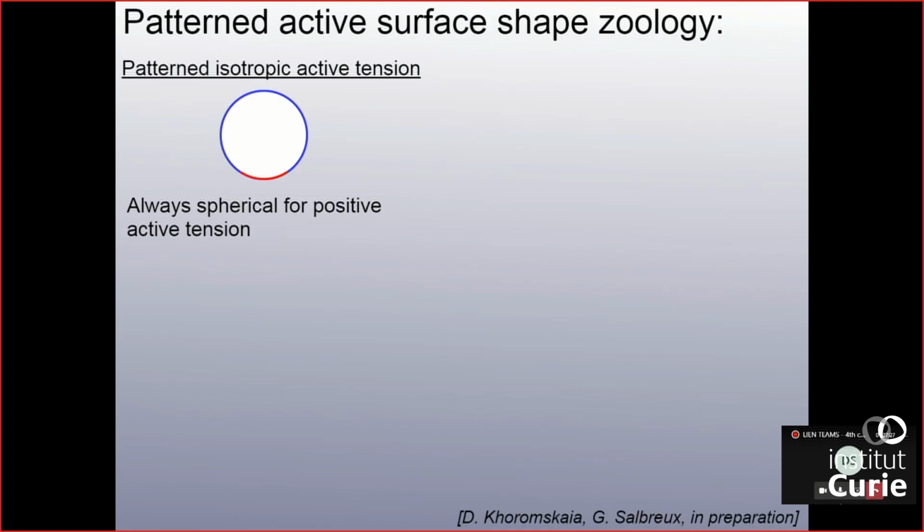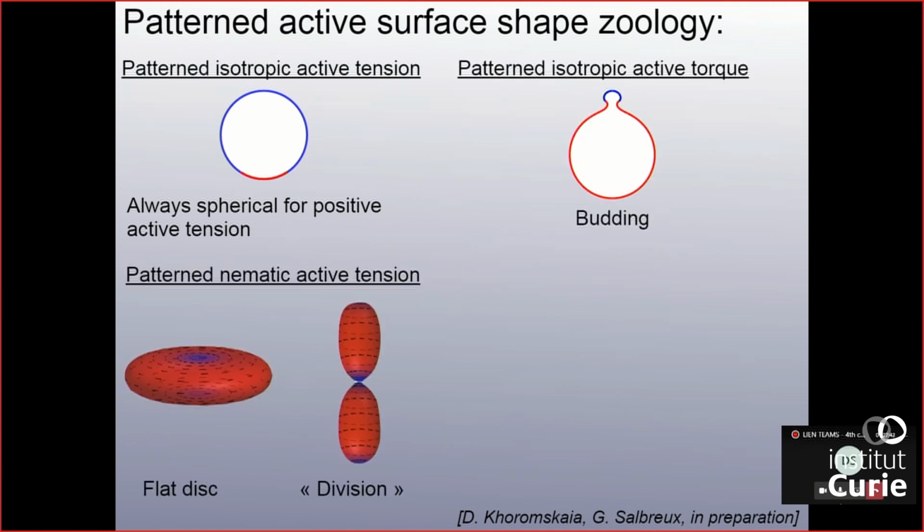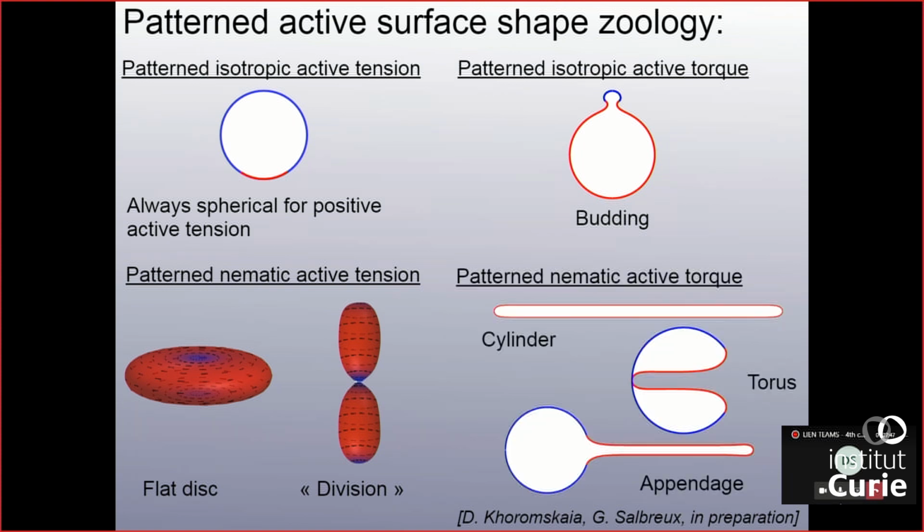Okay, so overall, here we have looked at, with relatively simple hypotheses, the zoology of shapes that we could obtain. So we see no shape change with isotropic active tension. We see budding. We can generate a flat disk or a division, and we can generate these tubes and transform a sphere into a cylinder. And I guess the question more generally is whether biological systems are using this space of shapes to operate.